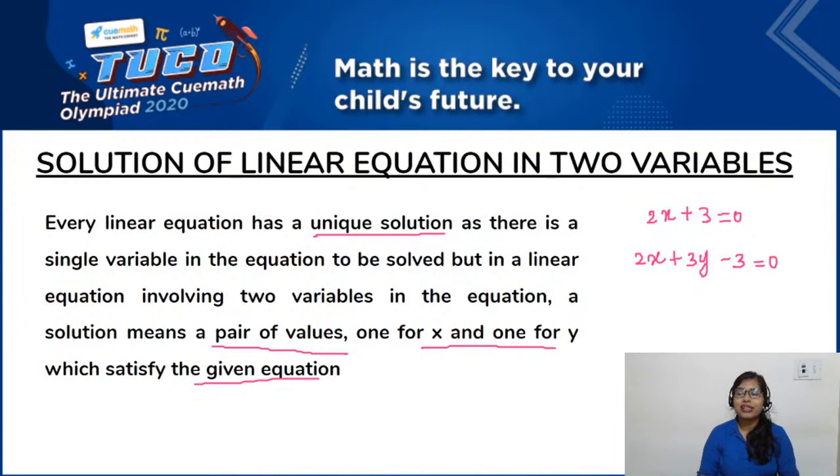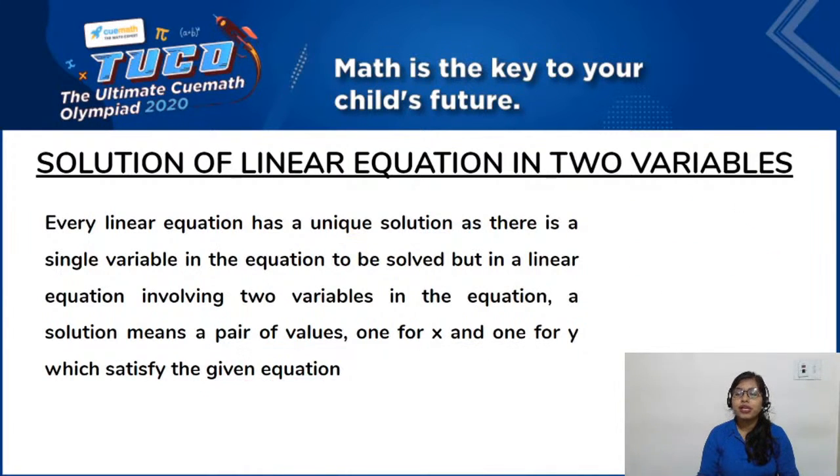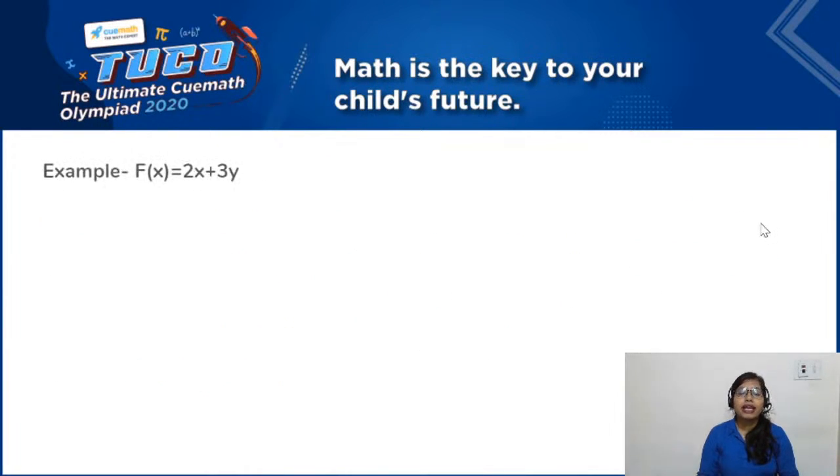Okay, so with this, we'll quickly go ahead with our next thing, that is an example of a two variable linear equation. Here we have a function which is given to us, that's 2x plus 3y. Now let's say that this 2x plus 3y is equal to 0. So can anybody tell me two pairs of solution to this particular two variable linear equation.